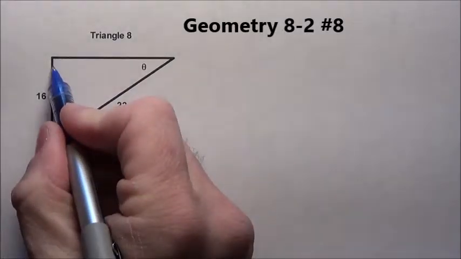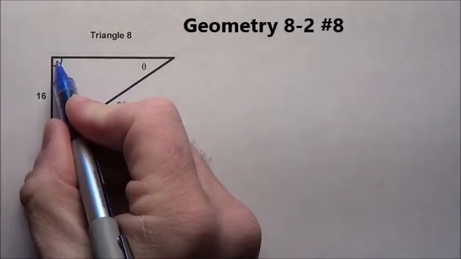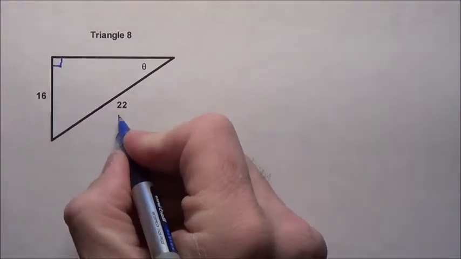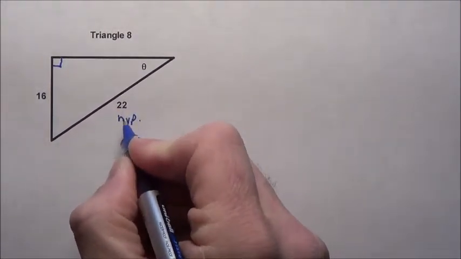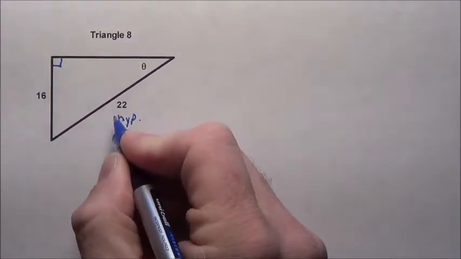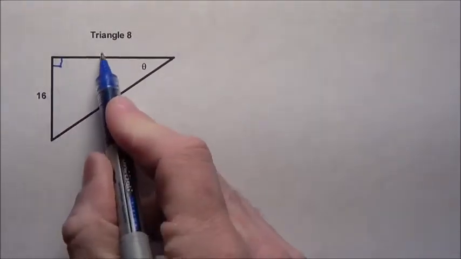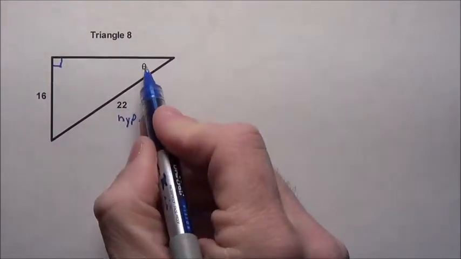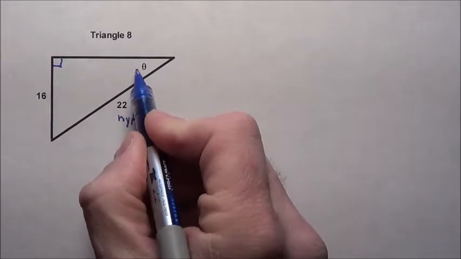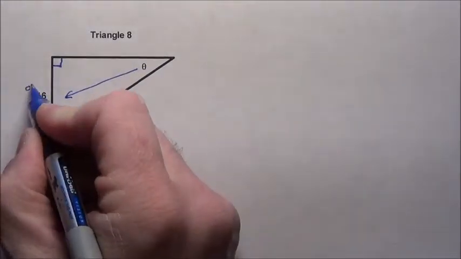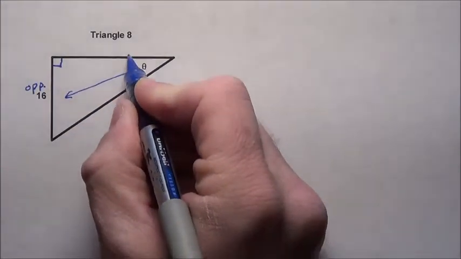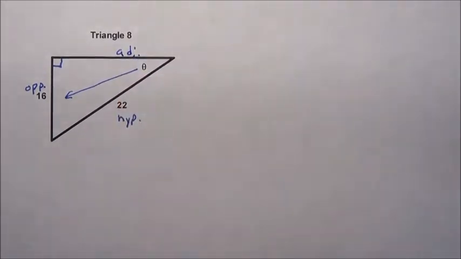Triangle number 8, we have this right triangle here, so there's our right angle, and across from it is going to be our hypotenuse. So we're given a hypotenuse measurement of 22. Now, these two sides are going to depend on where the angle is given. In this case, here's the theta, there's the angle. Across from it is our opposite side, and this side right here is going to be called our adjacent side.